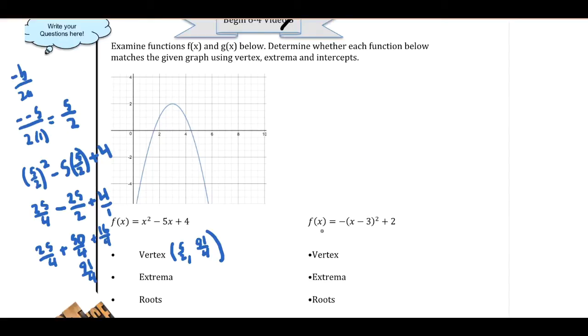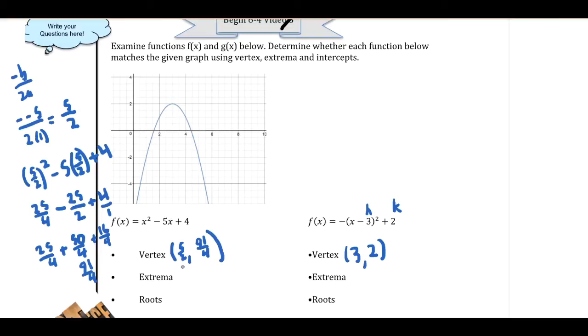Now our vertex form equation is of course going to be a lot easier. We can pull it straight from here. Remember that the h is going to be right here and the k is going to be right here. Remember that minus is part of the original equation, so this is actually going to mean that this is a positive 3. And then the 2 is not going to change, so our vertex is going to be positive 3, 2.